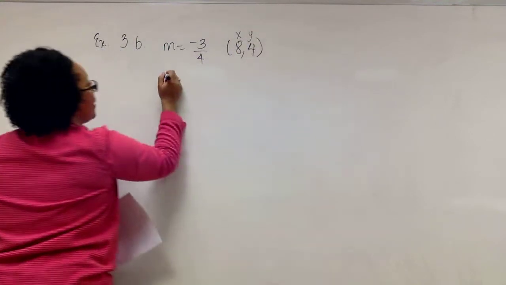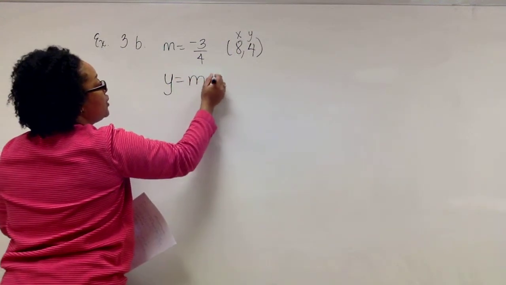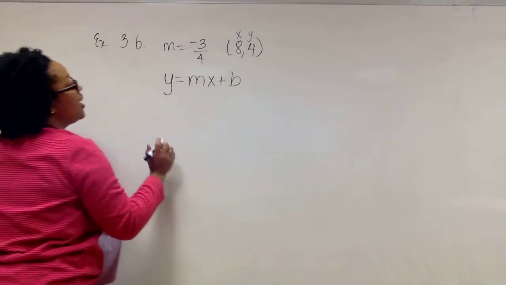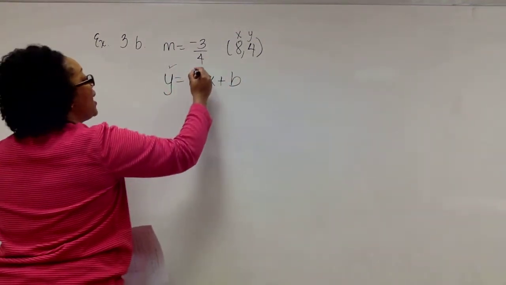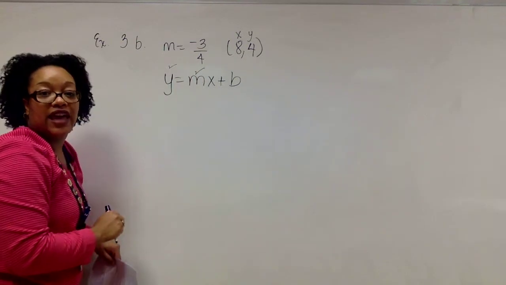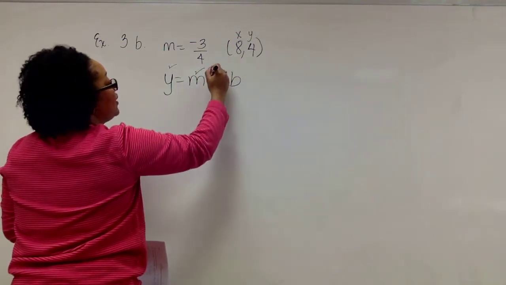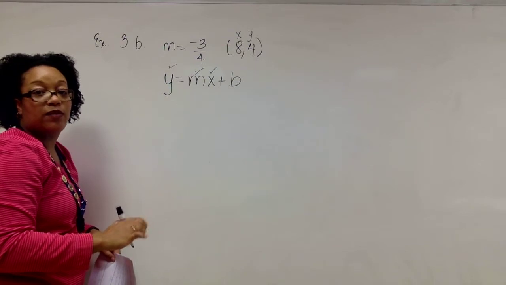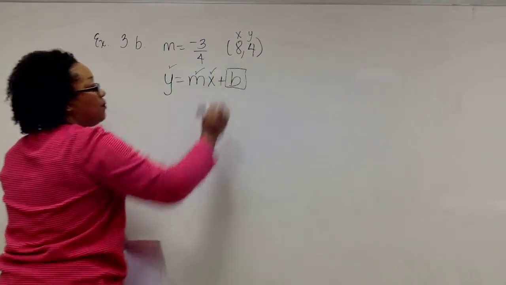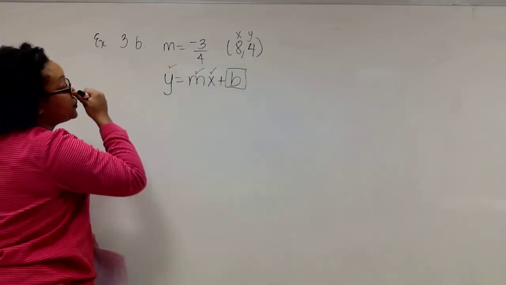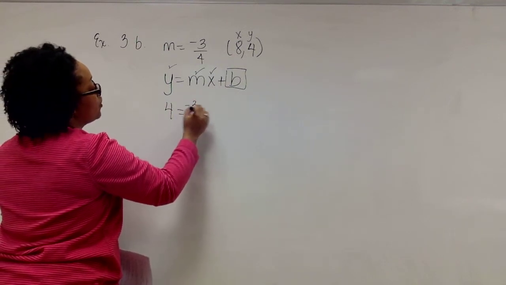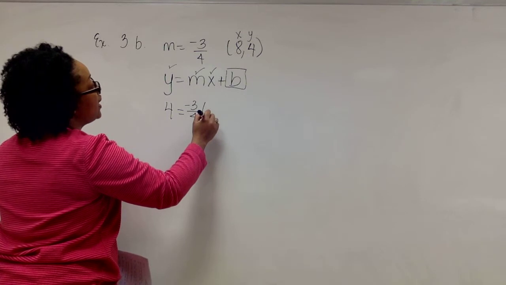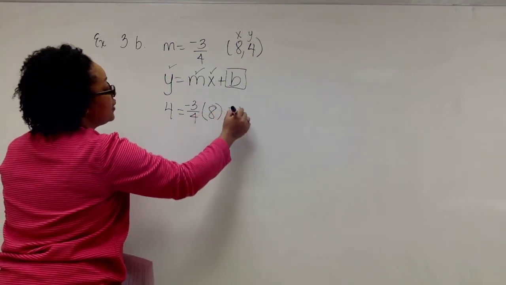So I'm going to write my equation again because I cannot let you guys forget what this means. My y is 4. That comes from the point. My m is the slope. They gave it to us. My x is 8. That also comes from the point. All that's left is the b. So let's solve it. 4 is equal to negative 3/4 times 8 plus b.